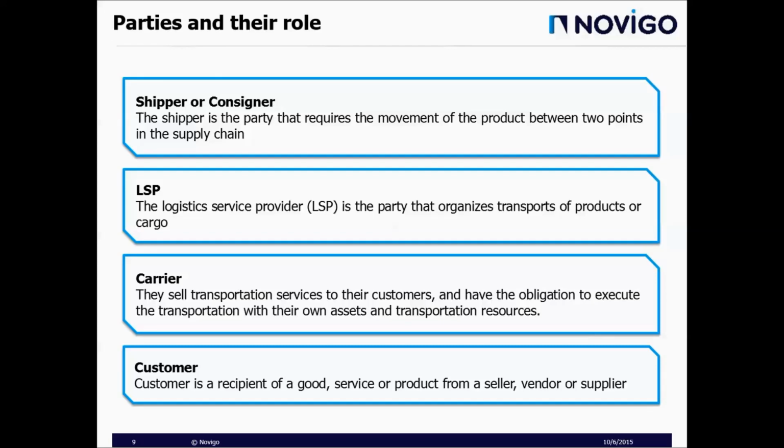So in this slide, you can see the four parties involved in transportation scenarios. I start from the shipper. The shipper is a party that requires the movement of the product between 2 points in the supply chain. LSP or logistics service provider is a party that organizes transport of product or cargo. Carriers sell transportation services to their customers and have the obligation to execute the transportation with their own assets and transportation resources. And customer is a recipient of a good, service, or product from a seller, vendor, or supplier.